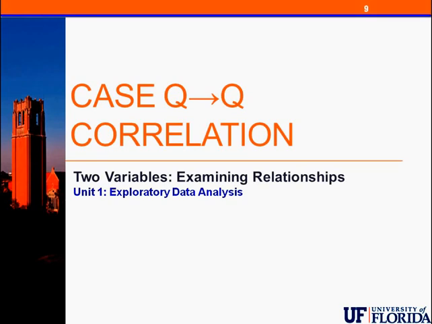To summarize, Pearson's correlation coefficient is a common measure of the linear association between two quantitative variables. It measures both the direction by the sign of the value of the correlation and the strength by the magnitude of the value of the correlation. The closer to 1 or negative 1, the stronger. The closer to 0, the weaker.